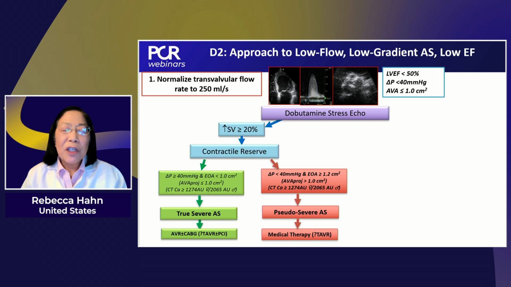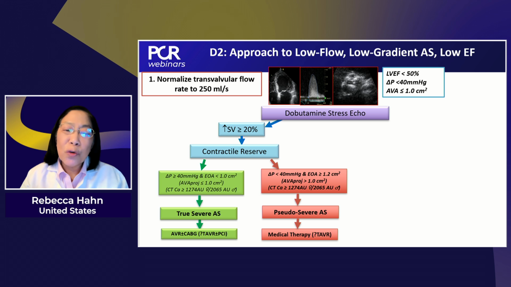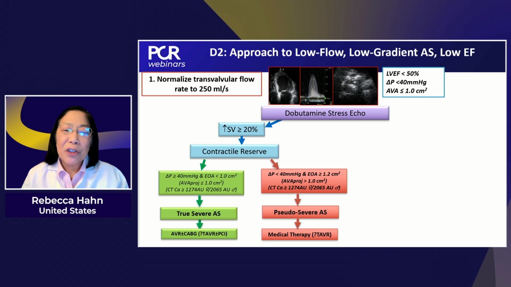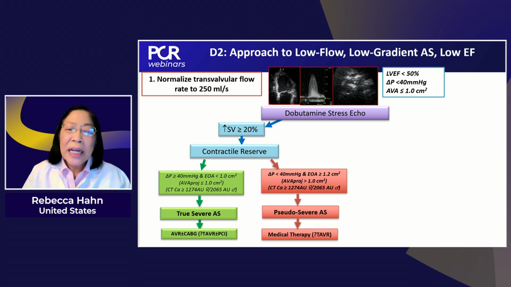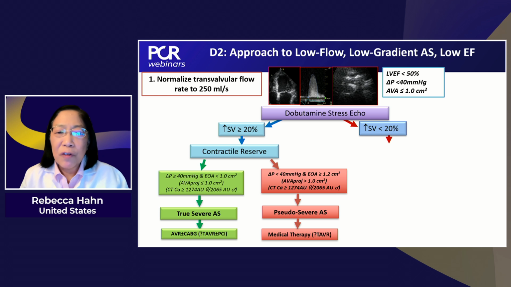But in the setting of contractile reserve, and you continue to have a low gradient, but increase your valve area, you now have the situation of pseudo-severe or moderate aortic stenosis. And here's where you may have to make a heart team decision about intervention.